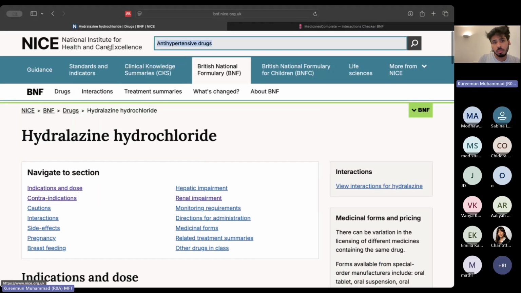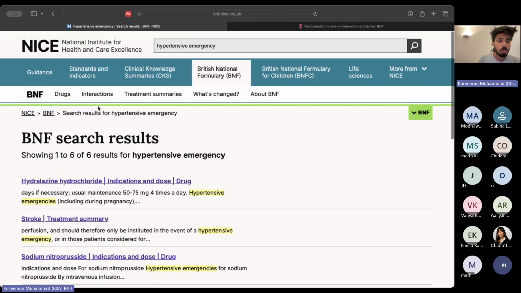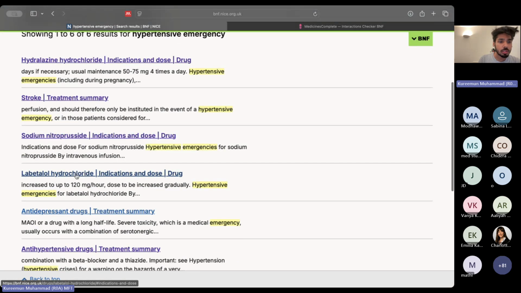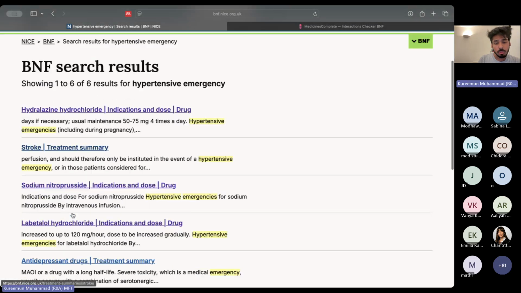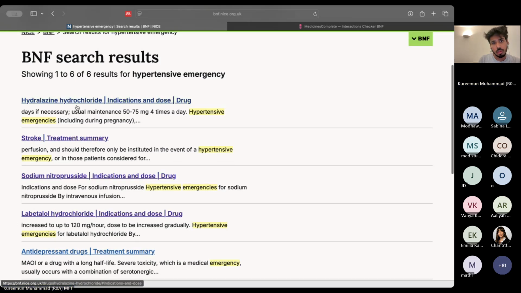Sometimes when you can't find the treatment summary, you can just type hypertensive emergency. It will give you all the drugs with the indication of hypertensive emergency in them. When you type this, you would find the drug hydralazine is there, sodium nitroprusside is there, labetalol is there. I know that this patient was contraindicated to have labetalol, so I chose one of those two.